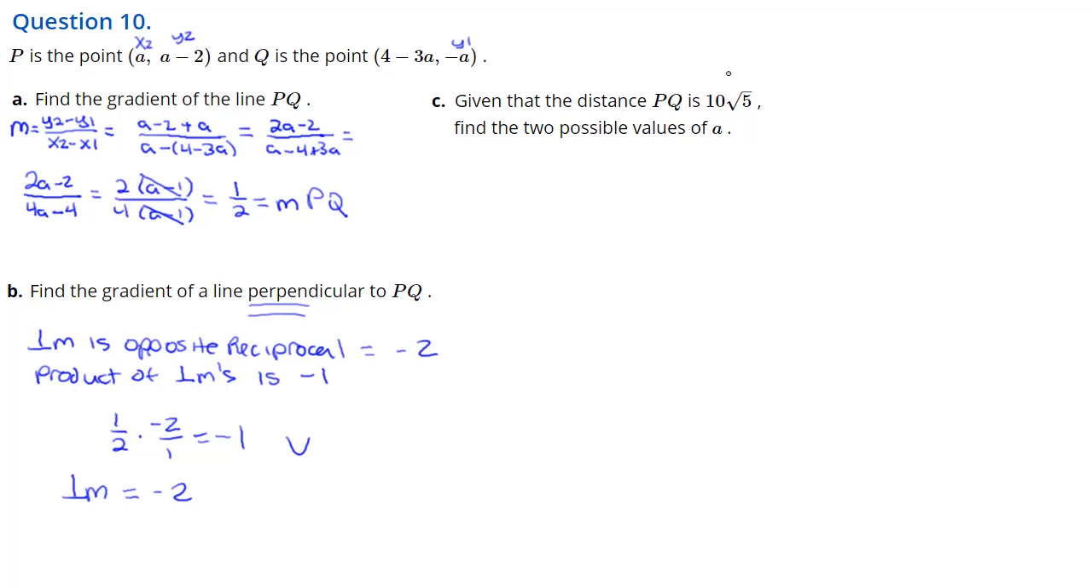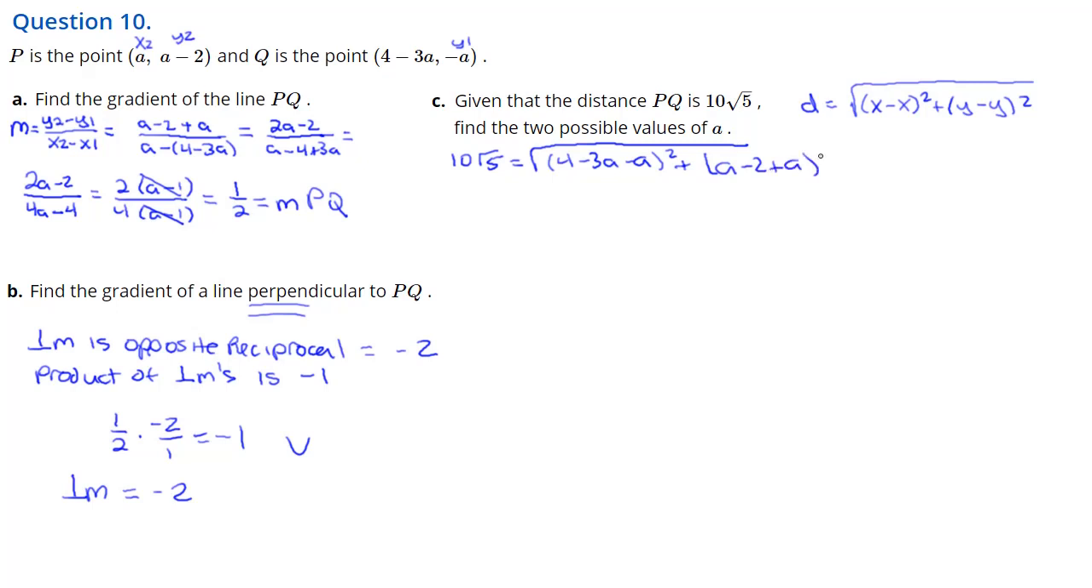And then in part C, they want us to find the possible values of A if they give us this length of 10 square root of 5. But keep in mind, we're going to need to use the distance formula to do this. And again, just because I've got a bunch of letters instead of numbers, I'm still going to just plug it into the formula. So I know the length, that's 10 square root of 5, and it's equal to the square root of 4 minus 3A minus A squared plus A minus 2 plus A squared.